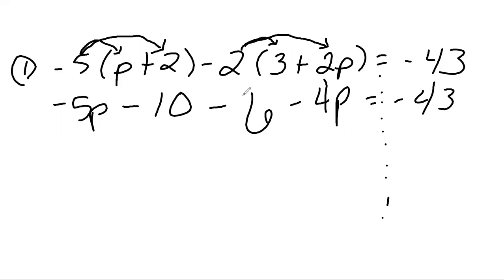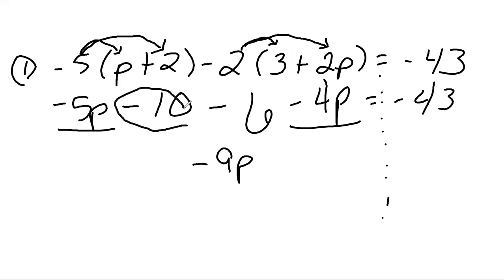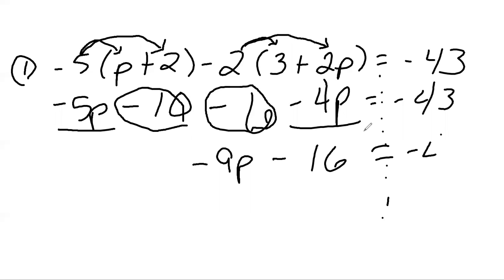So we distributed, and now if you look on the left-hand side, I've got things that I can put together that are alike. This is called combining like terms. So I've got -5p and -4p. Well, -5 minus 4 gives me 9 negatives. So I have -9p. And the other thing over here is -10 and -6. Well, how many negatives do I have when I put it together? -10 minus 6, we're going to have -16. See, you're combining these together. I've got 10 negatives and 6 negatives, which gives me 16 of them, equals -43.